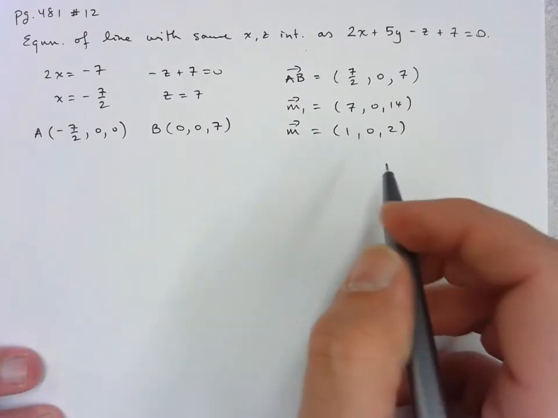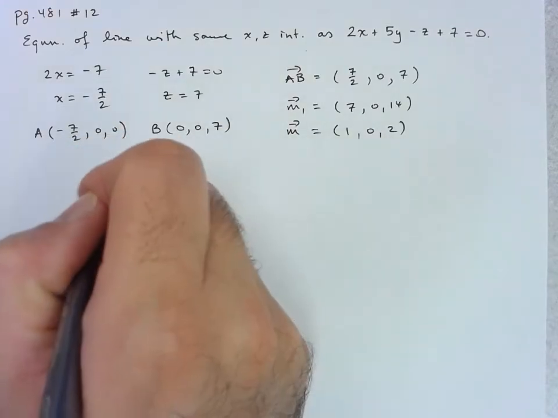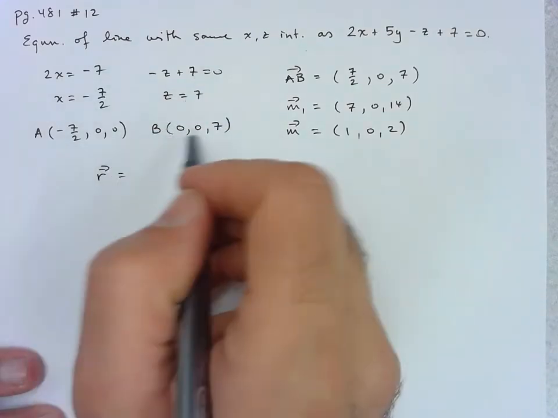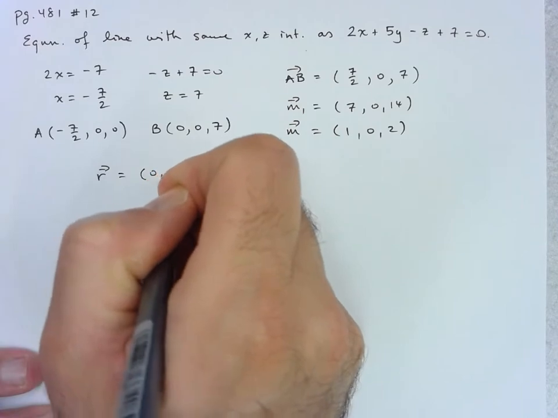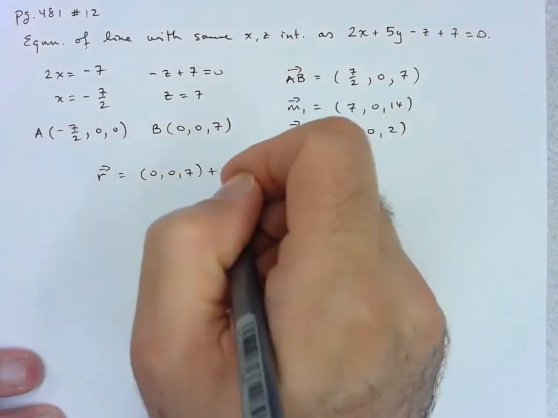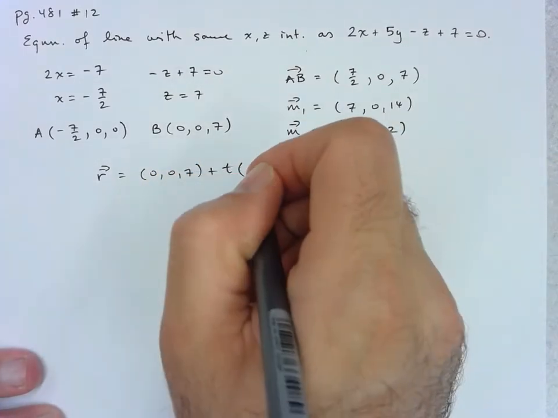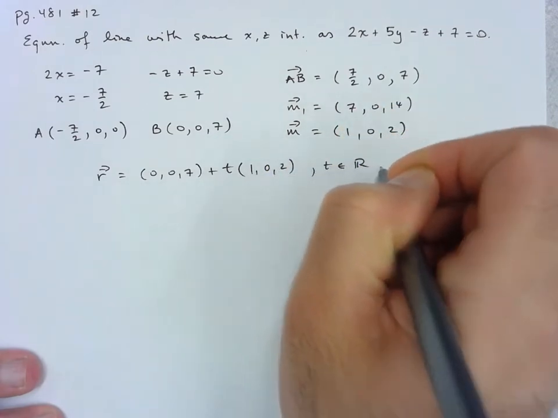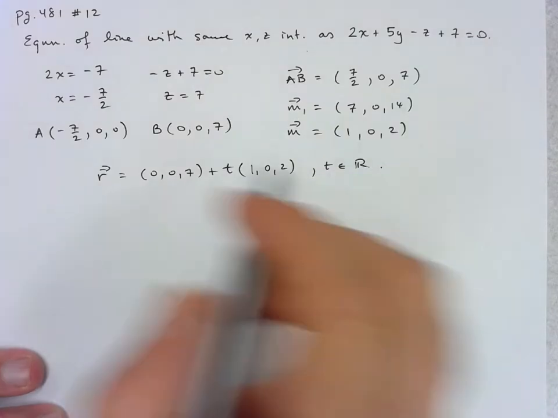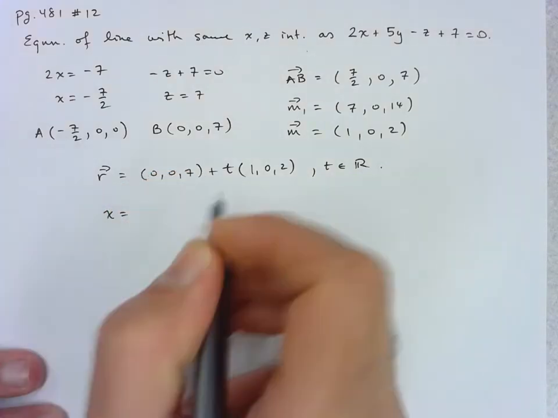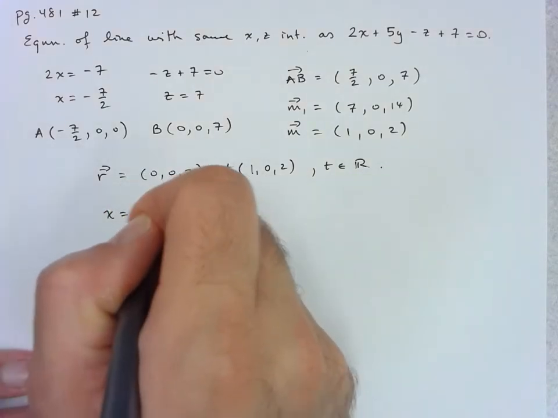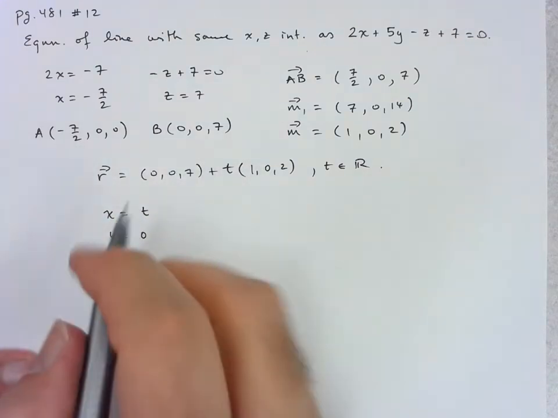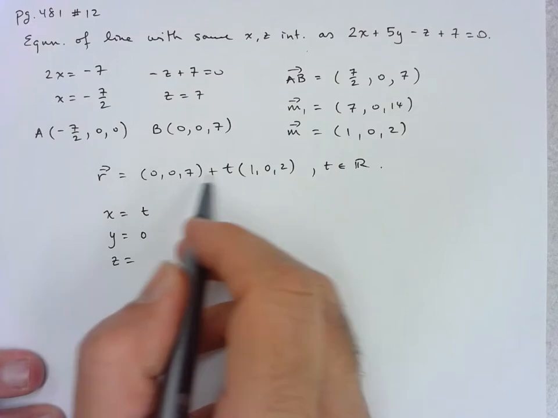But now we have enough information to write the equation of the line. So the equation of the line is a point, so I'll pick (0, 0, 7), plus some parameter t times my direction vector (1, 0, 2). And of course, t can be any real number. Now we'll write in parametric form. So here x is equal to 0 plus t, so just t. y is just always equal to 0. And then z is equal to 7 plus 2t.